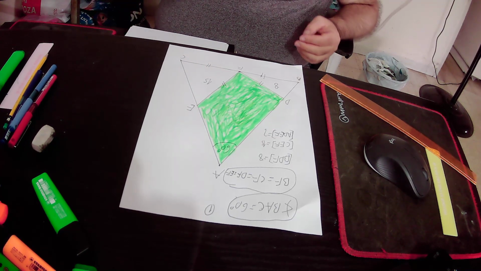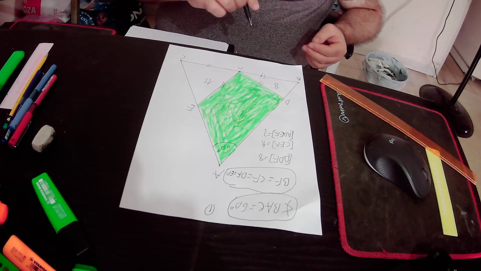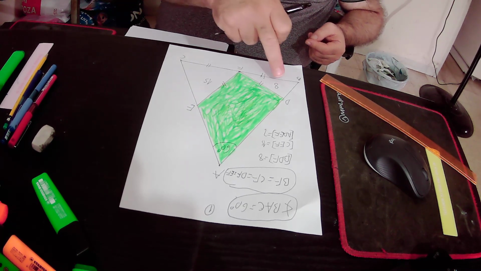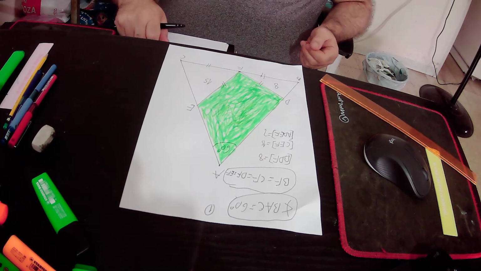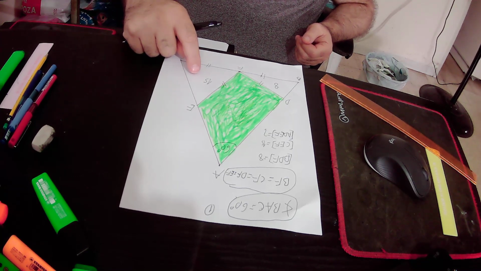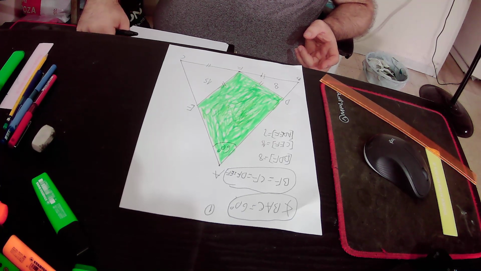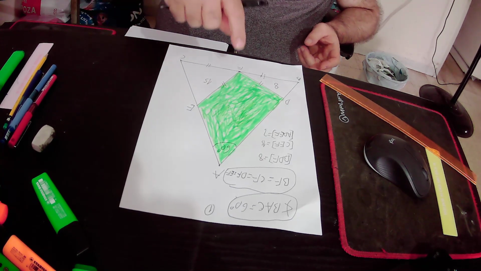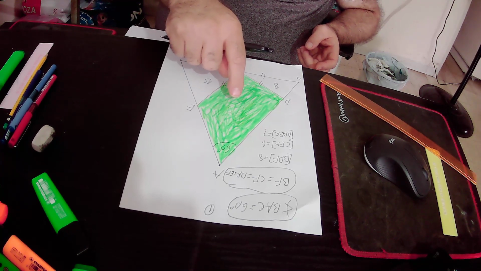Okay, and we know that the area of triangle BDF equals 8 square units, and the area of triangle CEF equals 15 square units. And we want to find out the area of the quadrilateral ADFE with the green color.